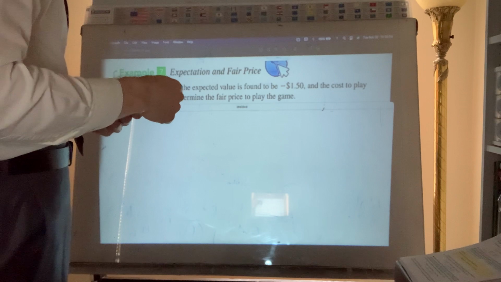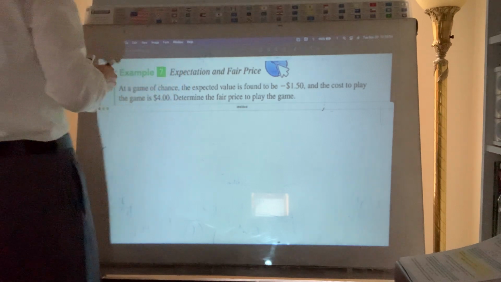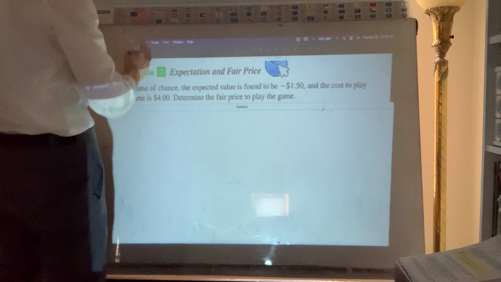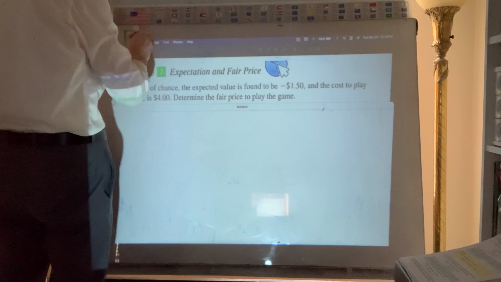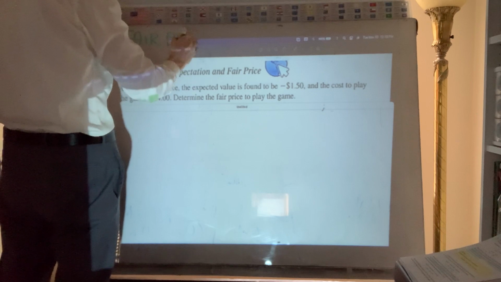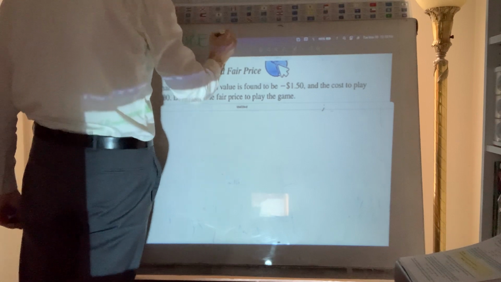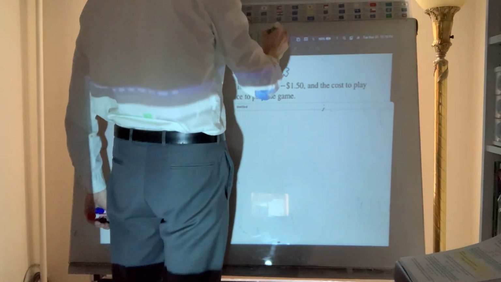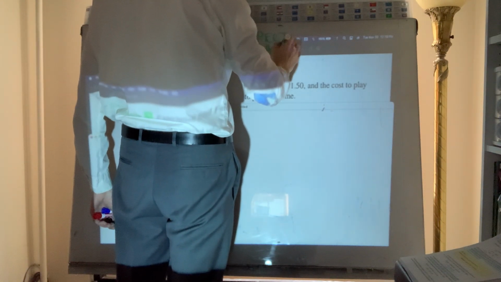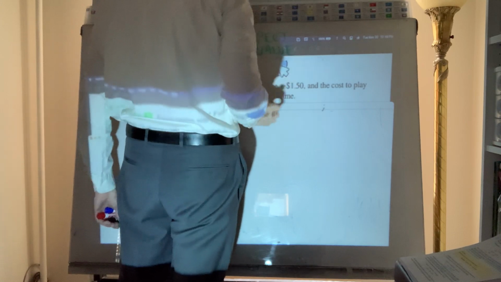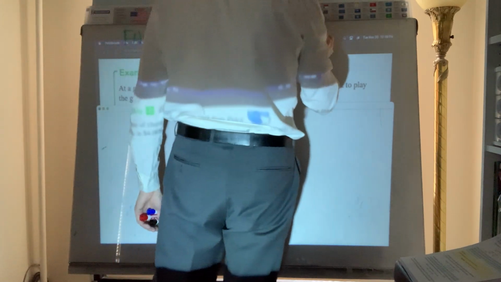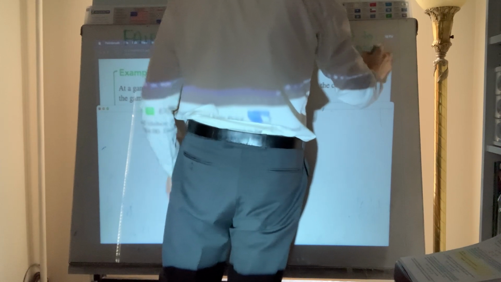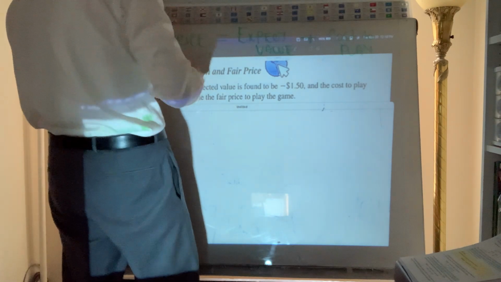Expectation and fair price. Just to remind you, here's a formula. I hope it shows it nicely. Fair price, something that would make something fair, is the expected value, which sometimes you have to calculate, plus the actual cost to play. But the arithmetic is fairly easy.